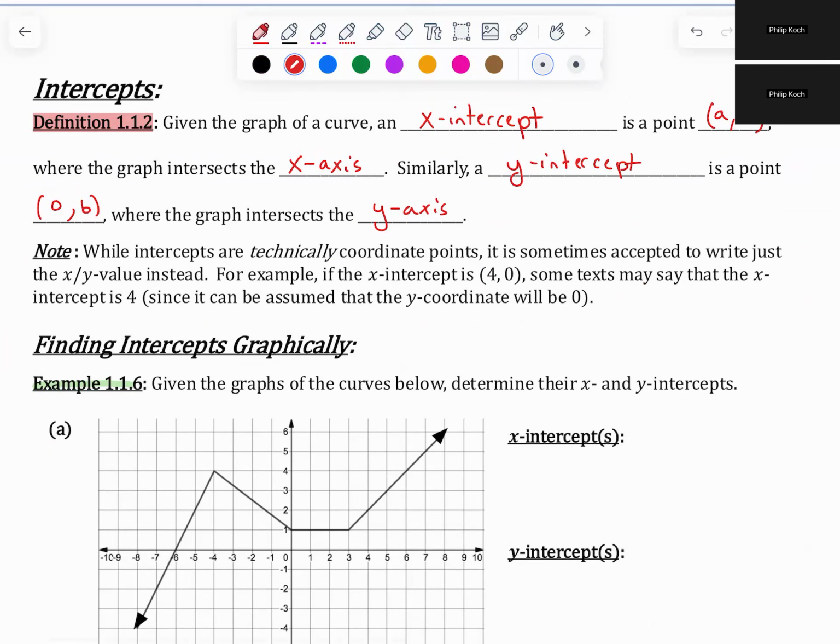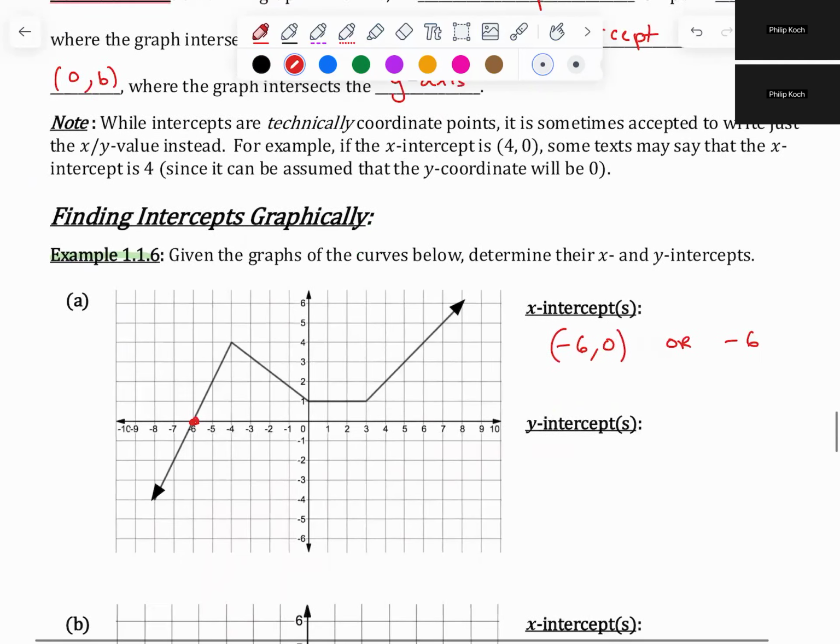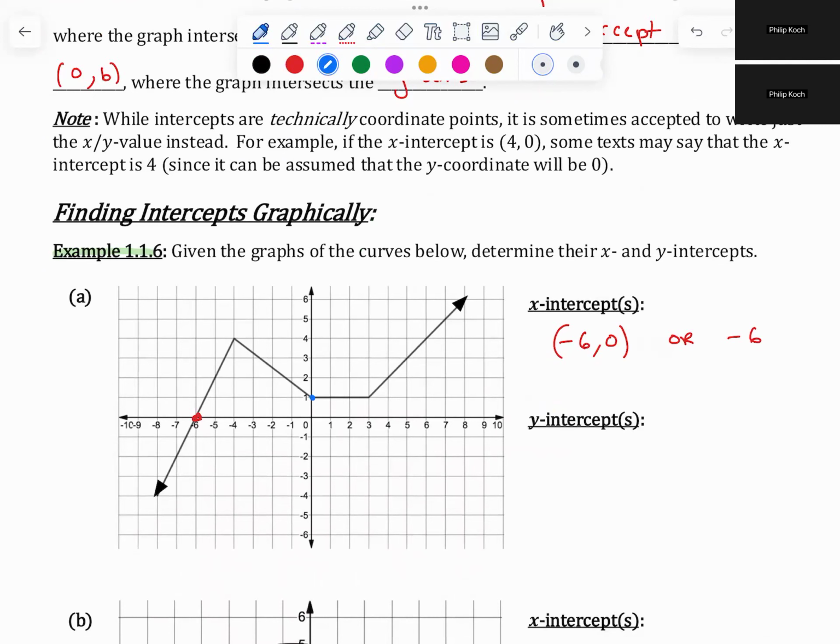So the x-intercept would be -6 comma 0, or just -6, depending on the situation. Does someone have a question? Another question? So I like to see it as a point, but I know Alex can be a little bit particular, so either way is fine. It just depends on the context in which you want to mention it. The y-intercept would be where it crosses the y-axis, which is precisely here at 1. So that would be 0 comma 1 or just 1, depending on the situation.